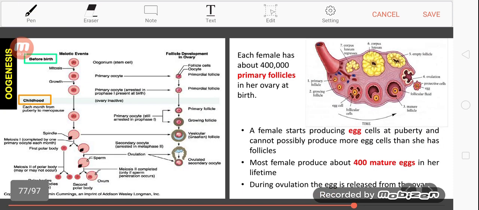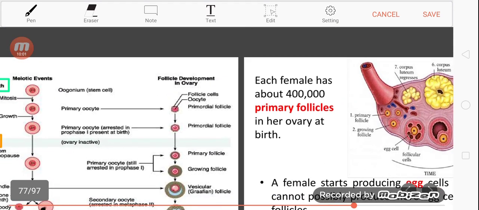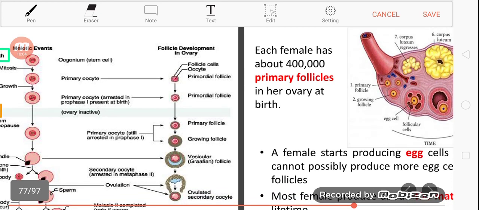I think the slide over here is much more comprehensive in terms of oogenesis. We have two events here. One is the oogenesis itself, where the egg undergoes division. Another one is follicle development, the follicle maturation.